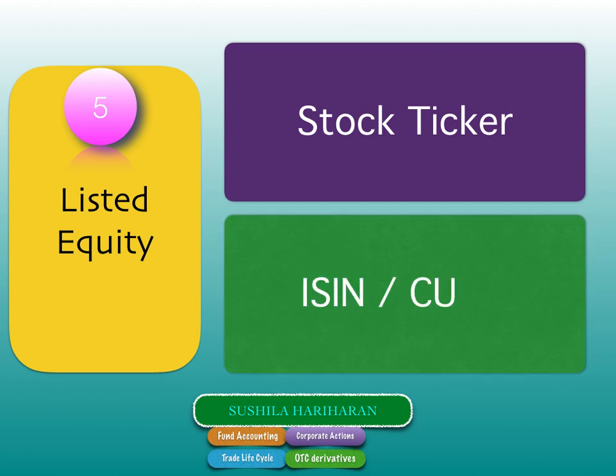And they are also assigned security identifiers called ISIN or CUSIPs, which help the settlement processes take place. The ISINs are associated with equity instruments, and the ISIN, International Securities Identification Number, is issued by the numbering agency in different countries.